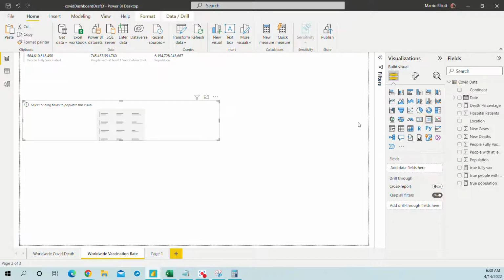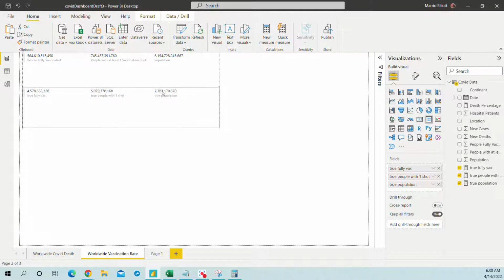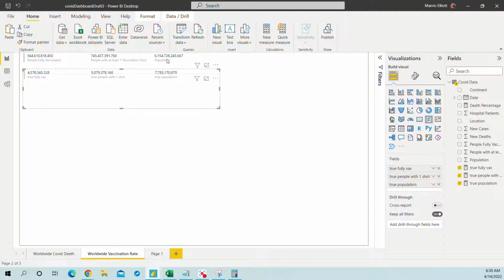Another card. Let's do the true fully vaccinated, true people with one shot, and true population. See, look at those numbers. That's much more accurate than what we had based off of, because it was doing that rolling number. So there are about 8 billion people in the world. This number was kind of hard to find, people with one shot, but the numbers are pretty accurate.